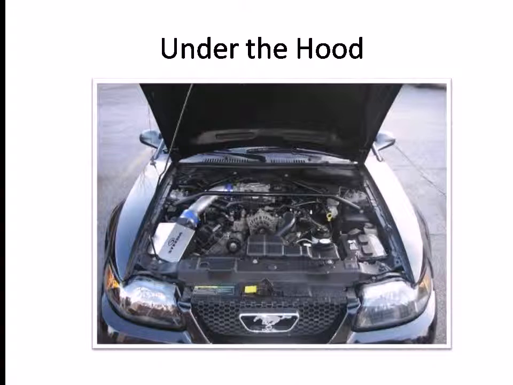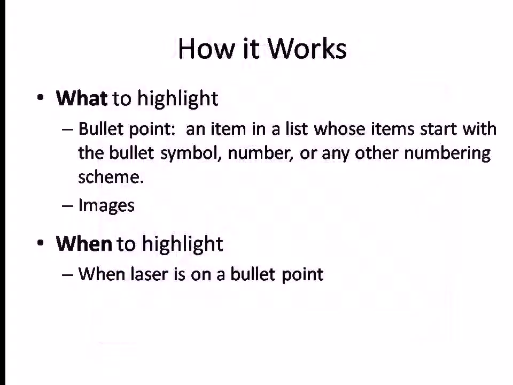For those of you not interested in the process that generated those videos, you may want to stop watching now. Otherwise, we will jump right in. In order to achieve this, we will need to answer the following questions. What is it we need to highlight, and when do we highlight it? In general, the segments of interest are bullets and images. We define a bullet to be an item in a list whose items start with a bullet symbol, number, or some other numbering scheme. The laser points on the image in the video, which we simply call laser points, tell us when to highlight a bullet point.